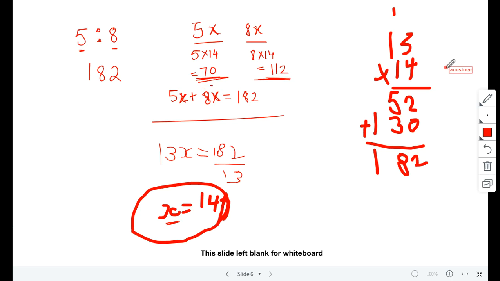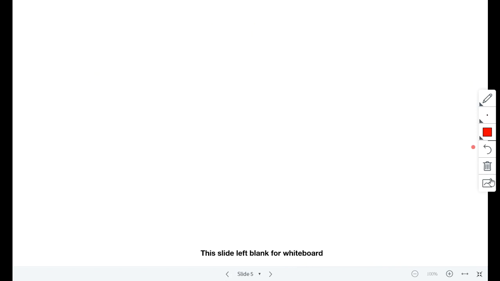Yeah. Okay, so on the same I'm giving you one question and it's just like this one, but the difference is I'm changing the numbers. So it's given as the two numbers are in ratio 8:3.